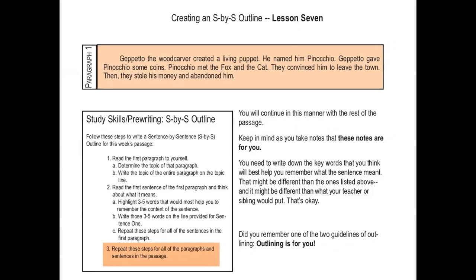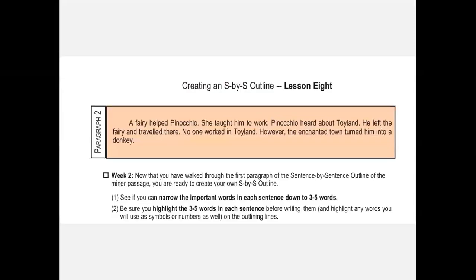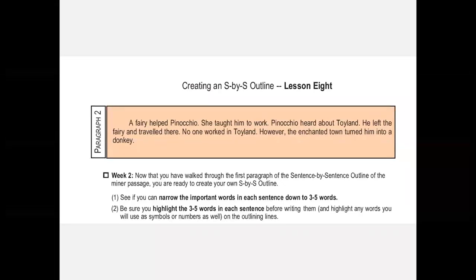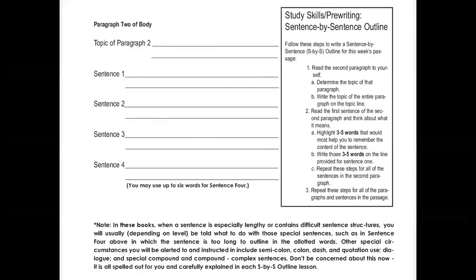Now, they can open up the source to read the whole thing and then put the source away, but they shouldn't need to look back in the source sentence by sentence, because they should have enough outline notes for writing directly from it. All right, so then we're going to move into lesson 8. And here they are going to narrow down the important words to 3 to 5 words and highlight them. So again, those same steps are the same steps they're going to use for paragraph 2 as well.